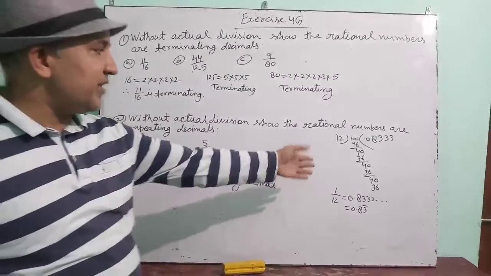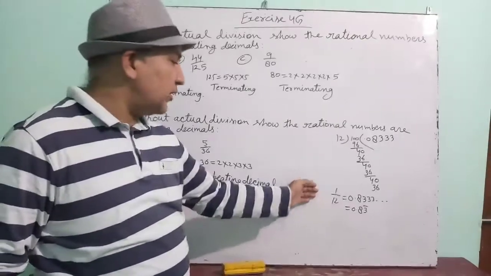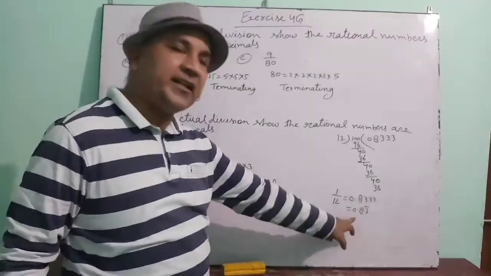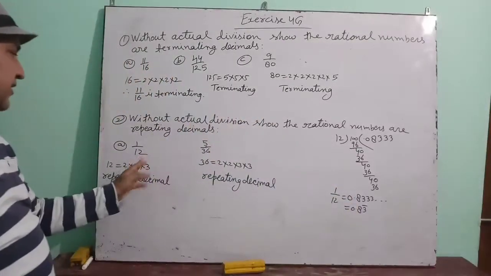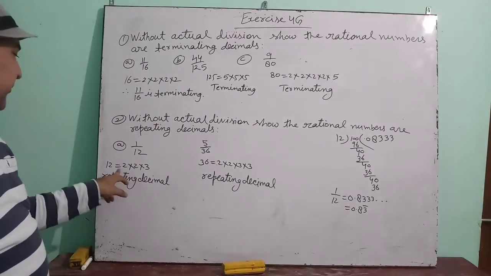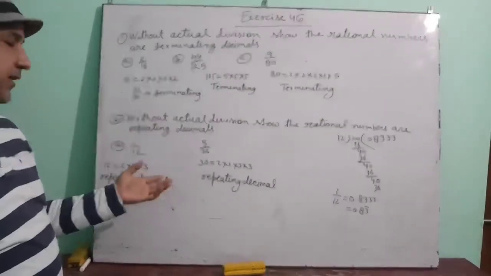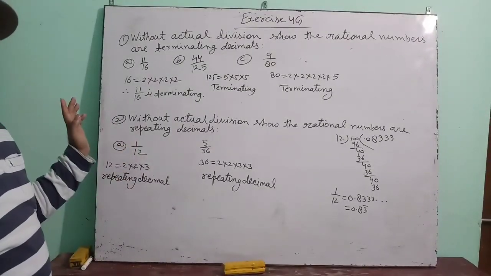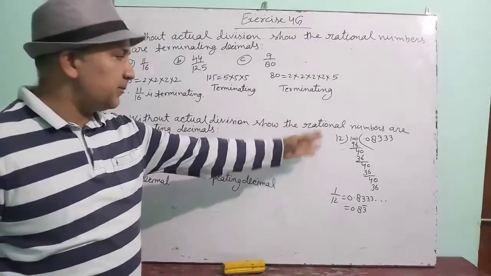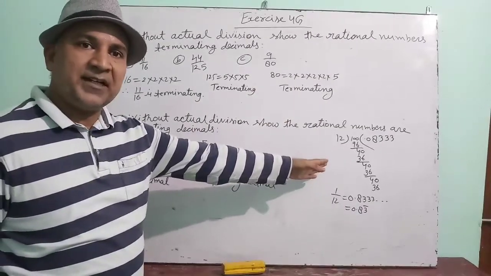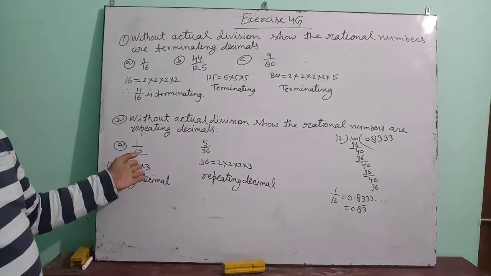By actual division you can do it very easily. You can see that 1 by 12 is a repeating decimal. But without division, this is the method. If the factors of the denominator are other than 2 and 5, then that will be a repeating decimal. This is the division method. By division you can check it is a repeating decimal, and this is without division.